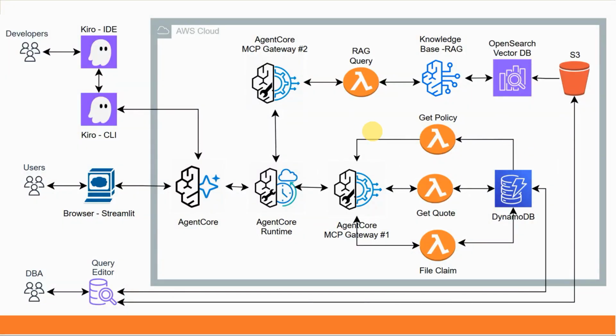To summarize what we did in this workshop, we developed a Streamlit application, and we enabled users to run from their browser and access the AWS cloud in order to execute the functions of getting a policy, getting a quote, and filing a claim. So we have completed this portion of it. In the next few workshops, we're going to be doing Gateway 2 and the RAG functionality.